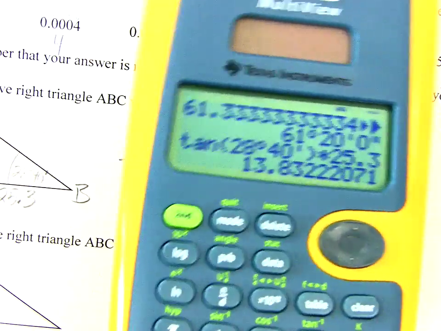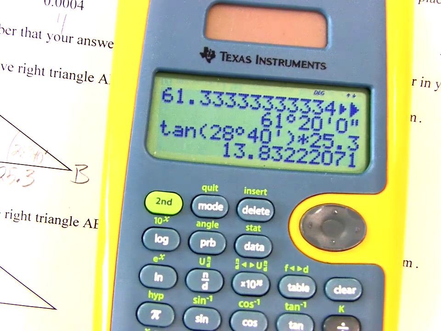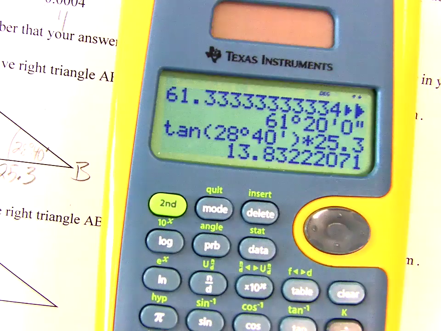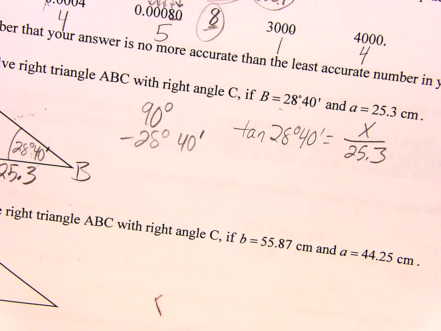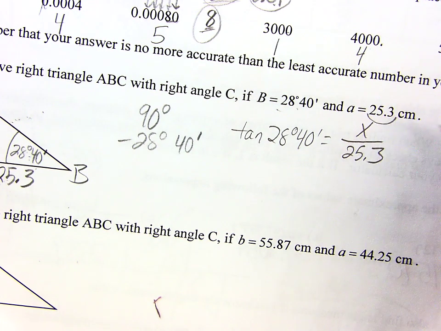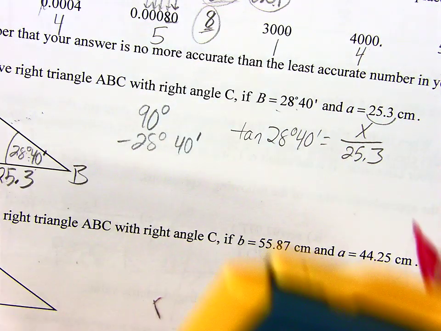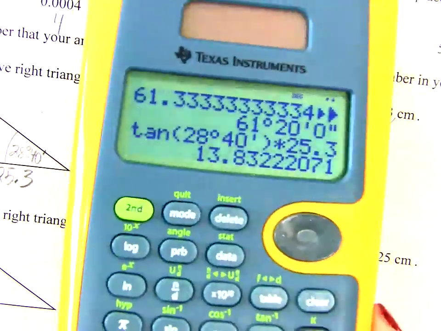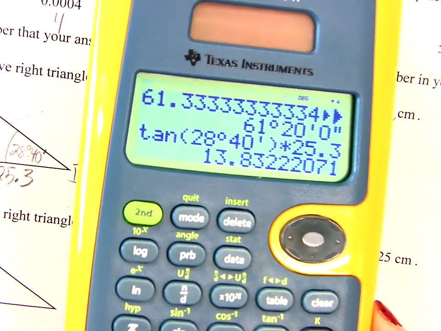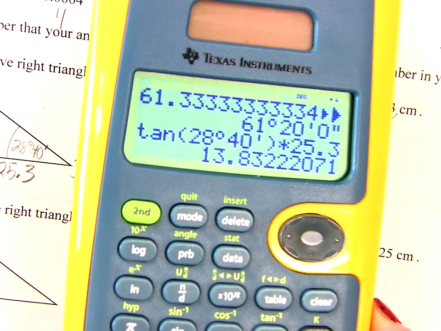I get this. So now, this is where the significant digits come in. How far out am I going to go? Well, since this guy only has 3 significant digits, that means my answer can only be accurate to 3 decimal places. Or, I'm sorry, 3 significant digits. So, if I have this crazy decimal, and I'm going to round this to 3 significant digits, what would my answer be?